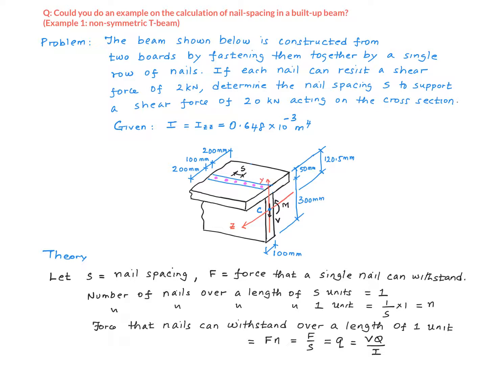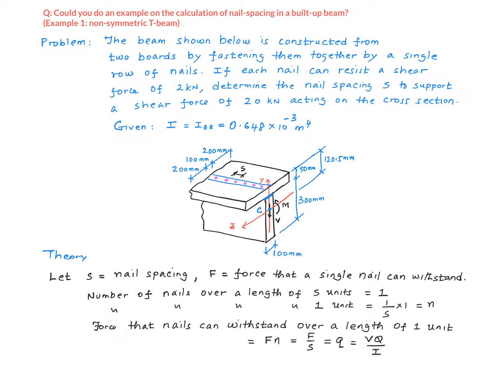Let's talk a little bit about the theory. I'm assuming that at this point you know how to calculate the shear flow for built-up beams. In order to design the nails here, we need to calculate the shear flow on this horizontal plane that connects the flange to the web. Remember, shear flow is the shear force per unit length, right? So here are some details of how we connect the shear flow to the nail spacing, little s. Here, little s is the nail spacing. F is the force that a single nail can withstand. In other words, that is the strength of a single nail.